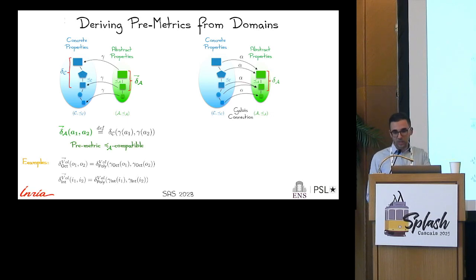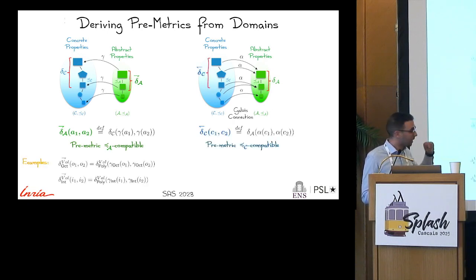We can do the same also when there is a Galois connection between two domains. From a distance defined on the abstract properties, we can derive the distance on the concrete properties by using the abstraction function, and this is still a pre-metric.